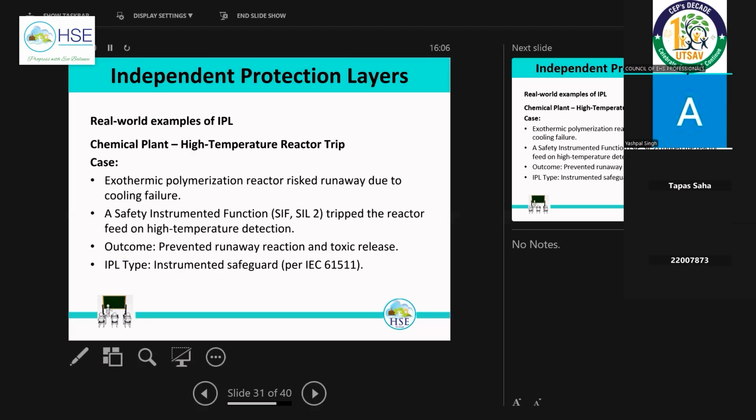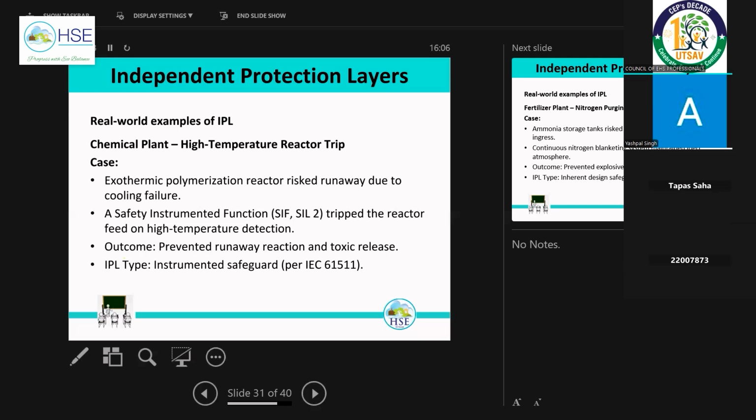That's one example. Second example: in a chemical plant, there is a high temperature reactor trip. The case is an exothermic polymerization reactor at risk of runaway due to cooling failure, right? In our first case we consider a cooling water supply; if you consider a steam supply instead, that can also be considered. So let us take the cooling water supply. Steam supply is required for the initial heating, then there is a reaction, and it's an exothermic reaction. In the present example, let us have the cooling water supply for cooling the exothermic reaction. If the cooling water supply fails, what happens?